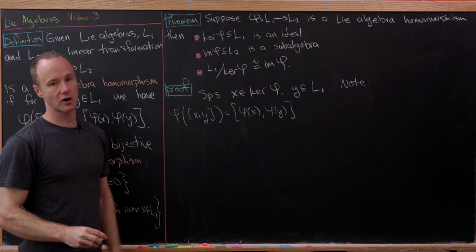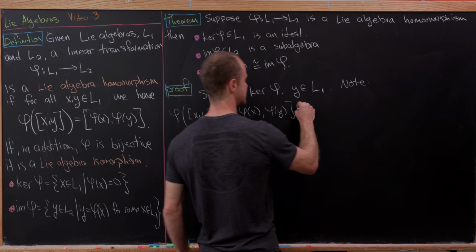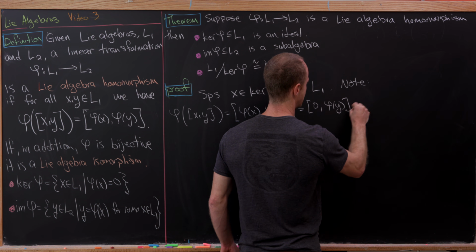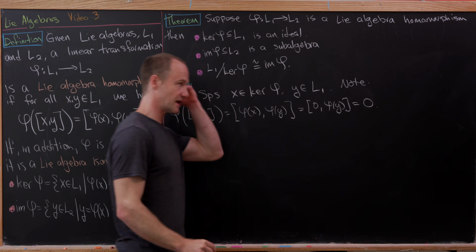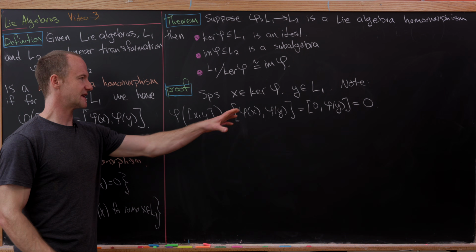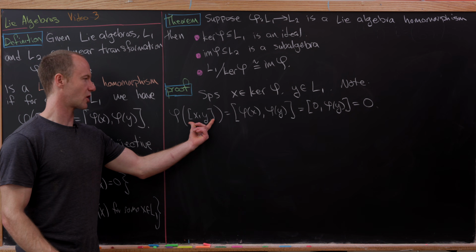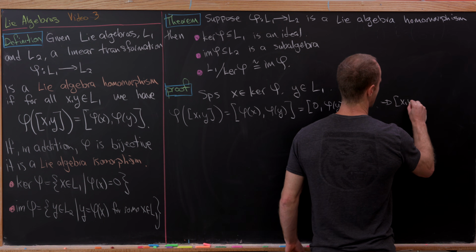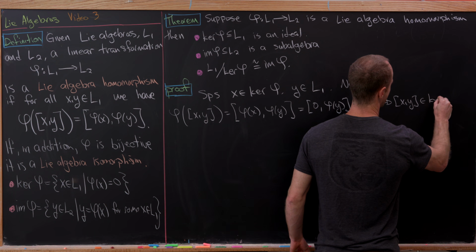But x is in the kernel, so phi of x is 0, so this is simply the bracket of 0 with phi of y, but the bracket of 0 with anything is 0. So, what does that mean? Well, if something gets sent to 0, then it's in the kernel. So that means that bracket xy is, in fact, inside of the kernel.